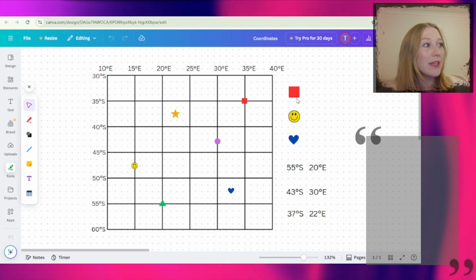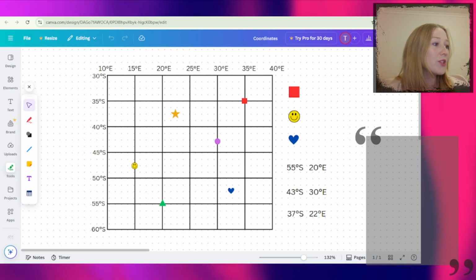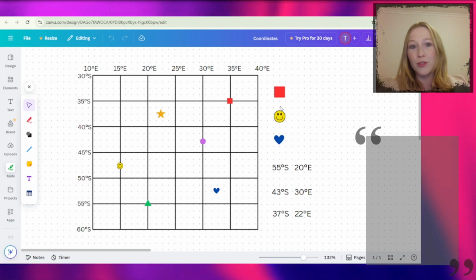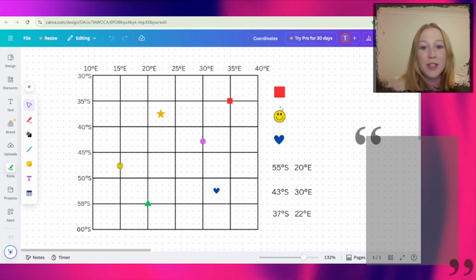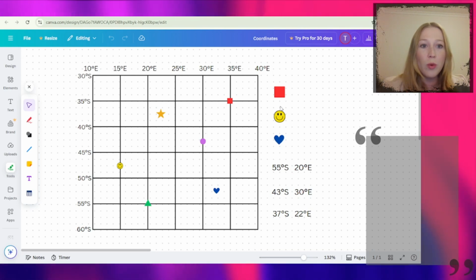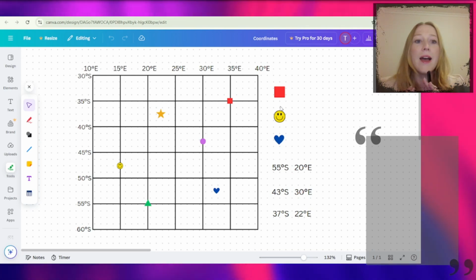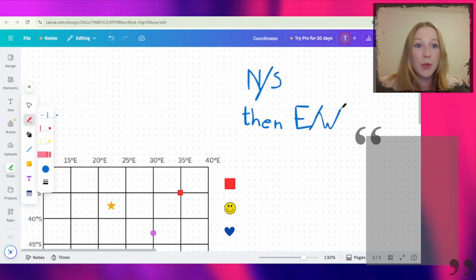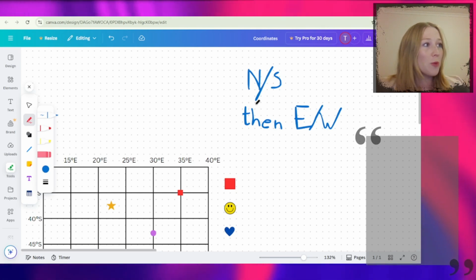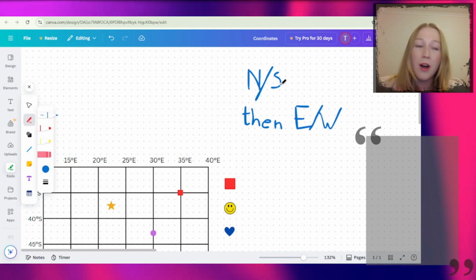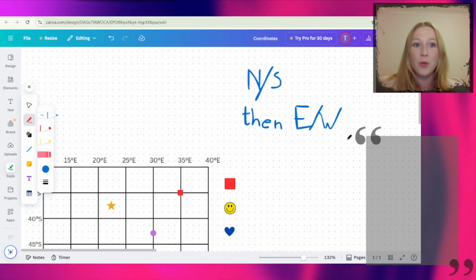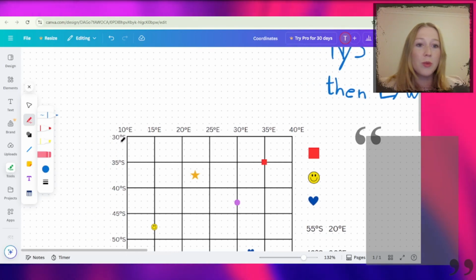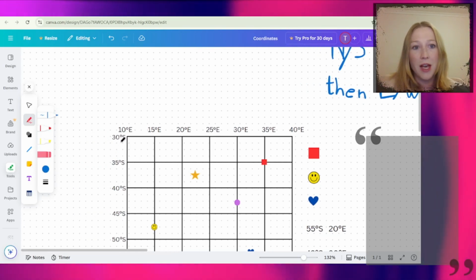I have these three little shapes over here, and I thought we'd start by identifying what the coordinates of those three shapes are. The first thing that you need to remember is that we always start with north-south and then east-west. And that doesn't just apply to reading it, but also to how we write it. So we first look at how far north or south we are. Then we look at how far east or west we are. In this case, we are in the southern hemisphere, so we are going to start with how far south our point is.